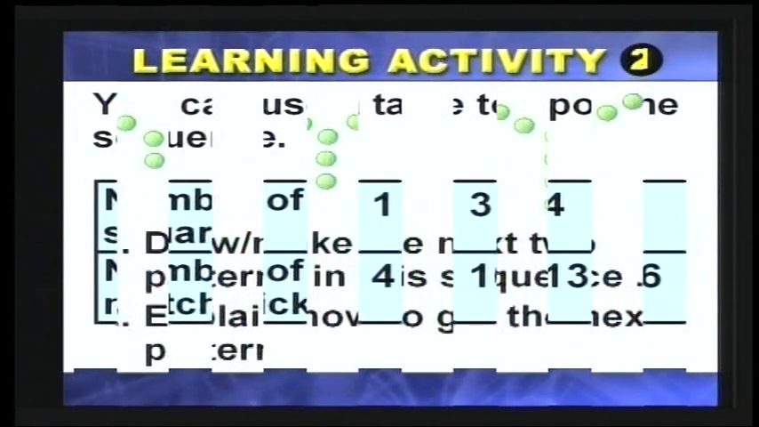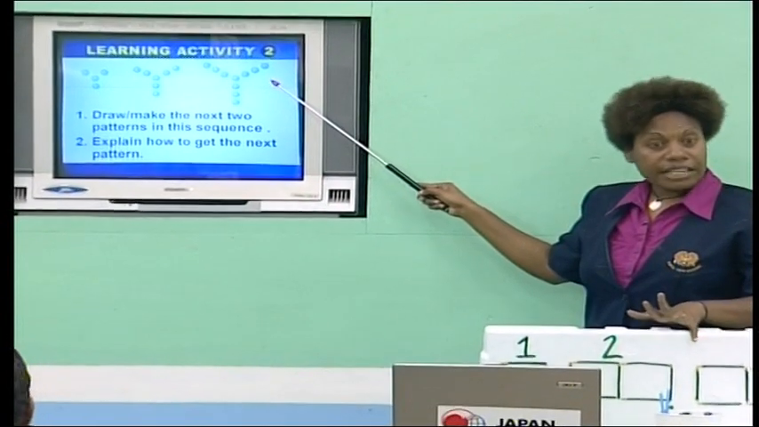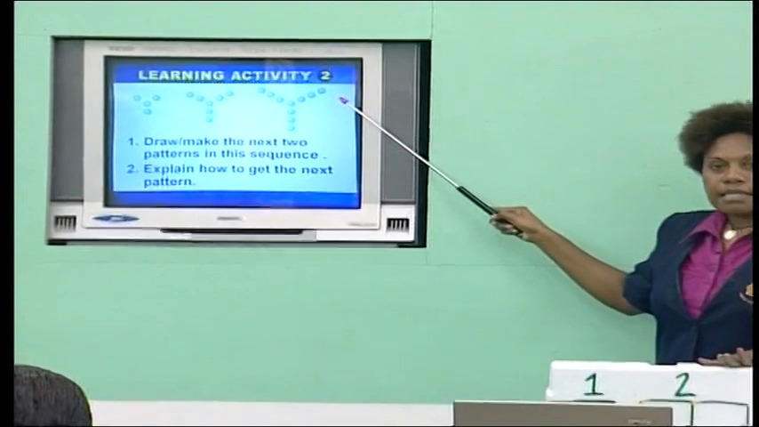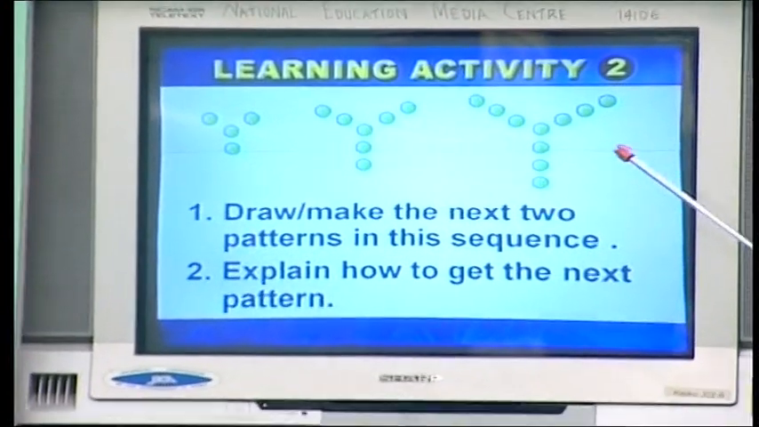All right, we're going to move on to our learning activity. Our first learning activity, receiving students and 7 years. Here I have a diagram. Number 1 says draw or make the next 2 patterns in this sequence. This sequence is in the form of a diagram.